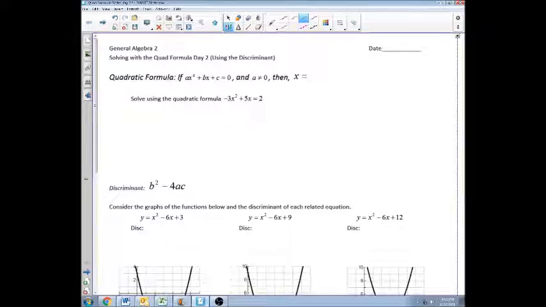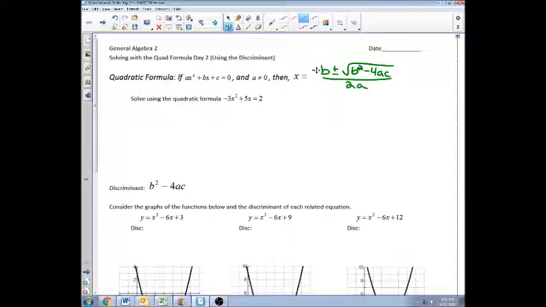This lesson is for my Algebra 2 class. It is solving the quadratic formula day 2 using the discriminant. The quadratic formula, we need to try to remember exactly what that is. The quadratic formula is the opposite of b plus or minus the square root of b squared minus 4ac all over 2a. Okay, so we're going to go ahead and solve this first equation using the quadratic formula.